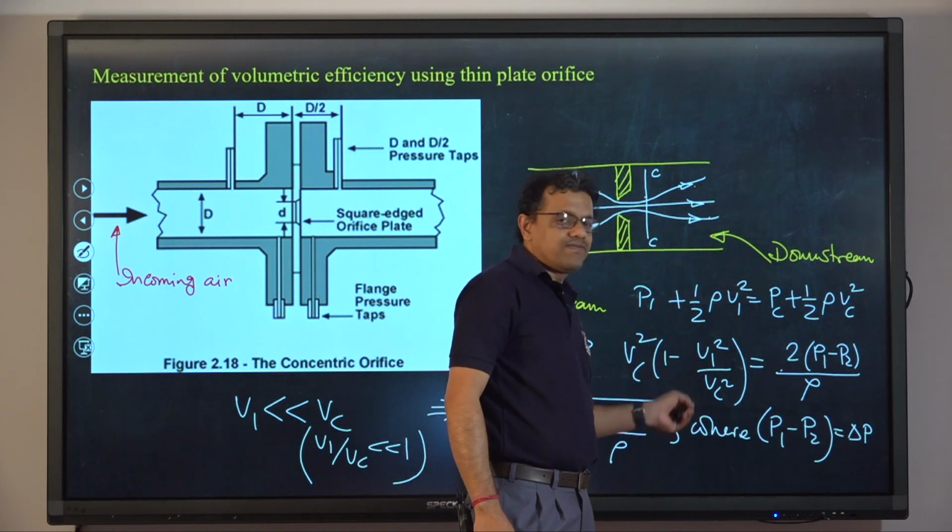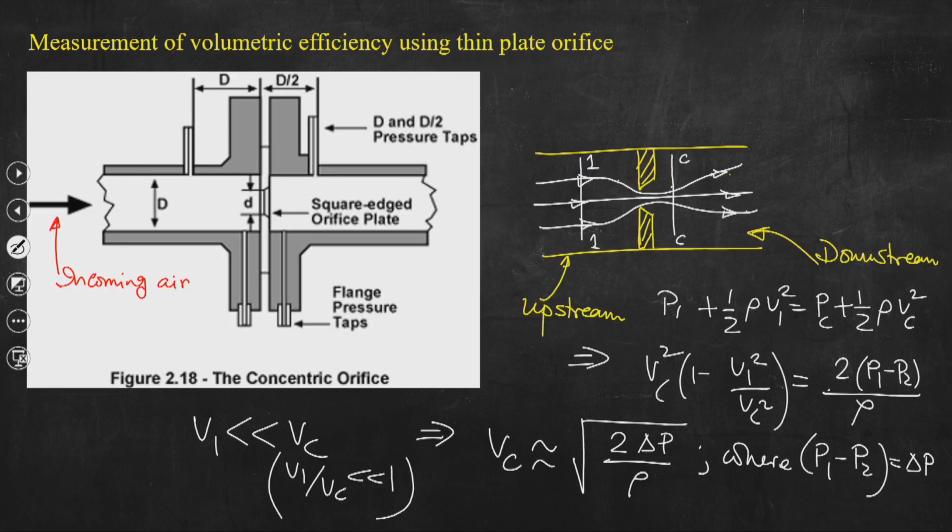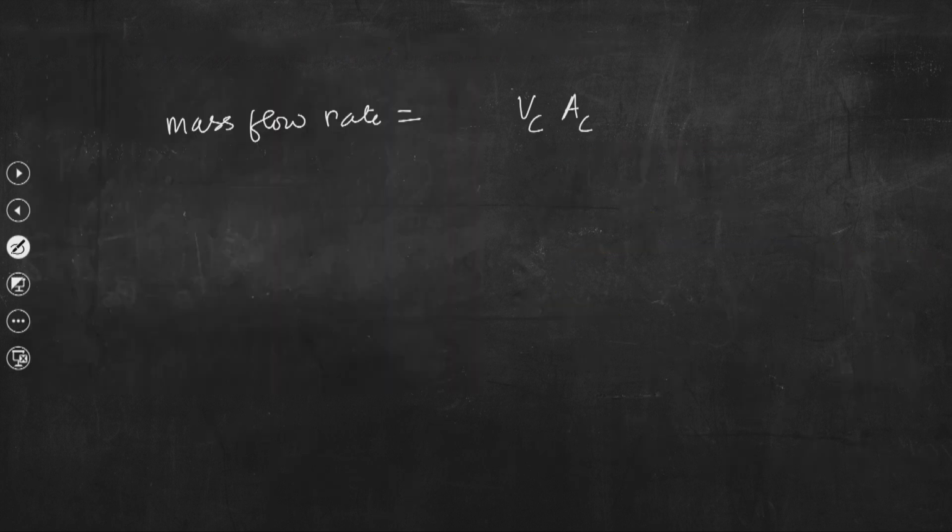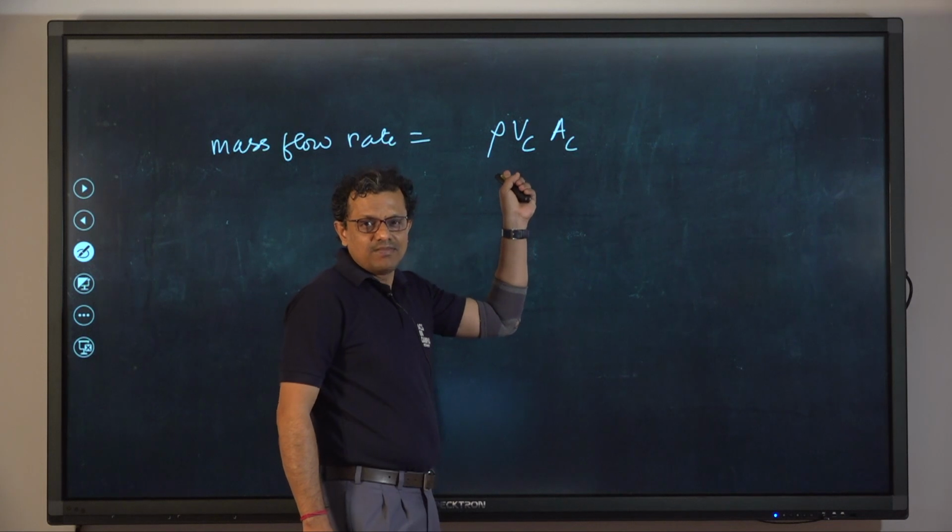So if we take into account the fluid friction, let us go to the next slide. If we know the velocity, then mass flow rate should be velocity of the fluid into area of this location, that is the orifice meter. So this is the mass flow rate multiplied with density. Okay. So velocity into area is volume flow rate, into density is mass flow rate. So that is again based on the pressure drop that we have measured using pressure taps.